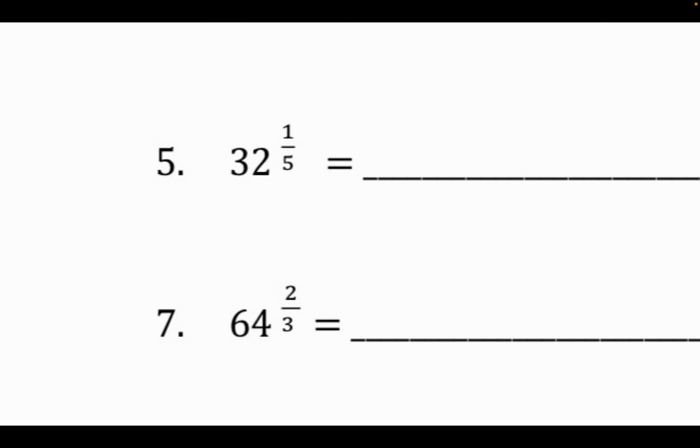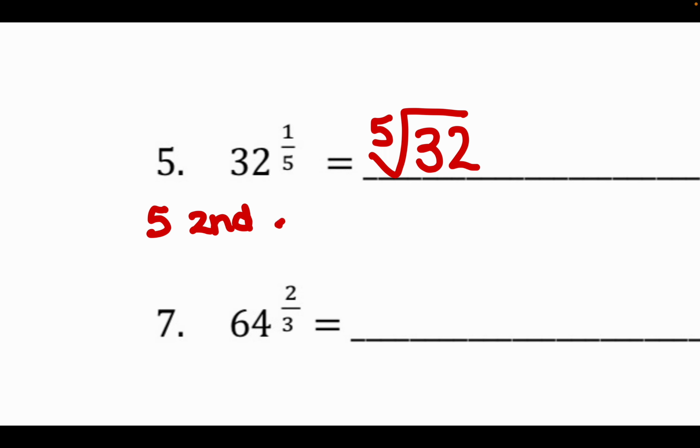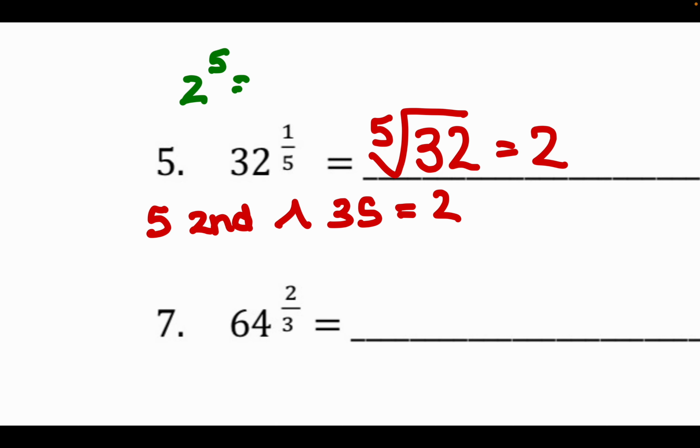Okay, fifth root of 32. So fifth root of 32. So this is the one where you have to hit 5, hit second, and then this button, and then hit 32. And when you enter it all in, you should get 2. Because if you do 2 to the 5th power, then that becomes 32.